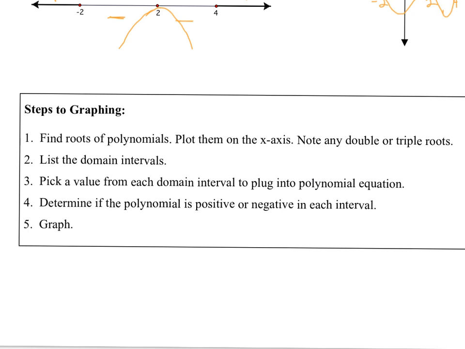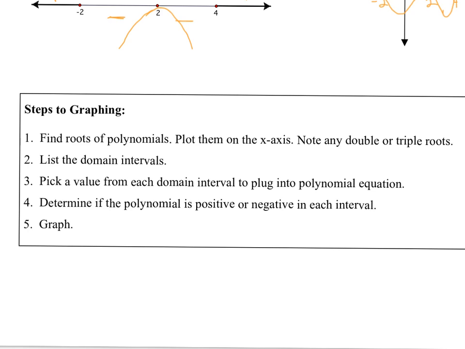And here are our steps to graphing. We're going to graph a few problems on the next page. Number one, you want to find the roots or the zeros of the polynomial, and then usually you plot them on the number line or the x-axis. So we're going to use a number line. If in the end, you don't need a number line to sketch them, you don't have to.